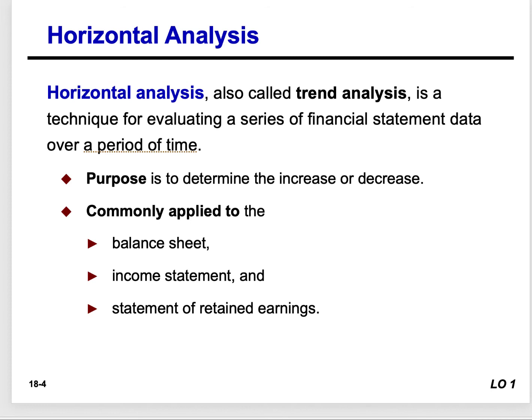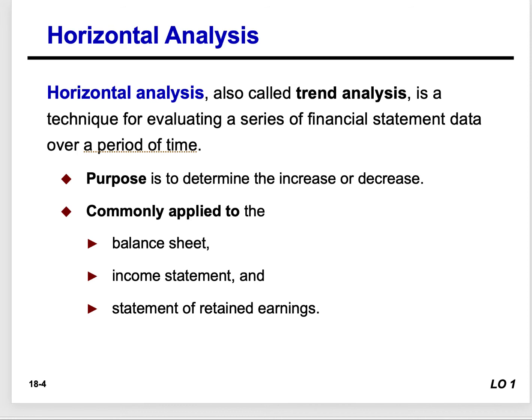And what trend analysis or horizontal analysis allows us to do is to evaluate a series of financial statement data over a period of time, right? So we can look at liquidity over the past 5 years and how did our liquidity change over the past 5 years. We can also look at our inventory turnover, any of the financial ratios that we're going to look at. Basically, what we're doing is just comparing the numbers to prior years' performances. That's all it is. Okay.